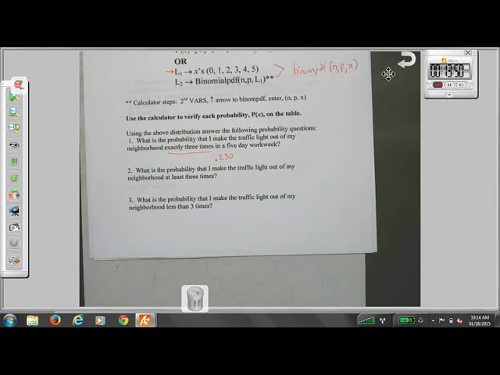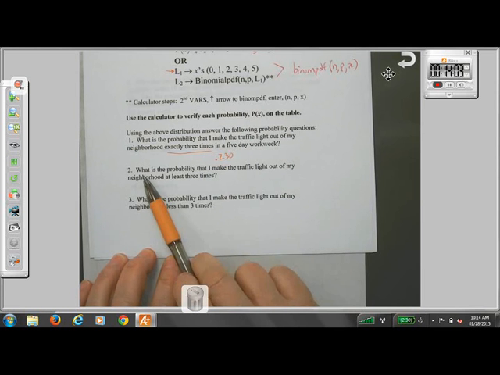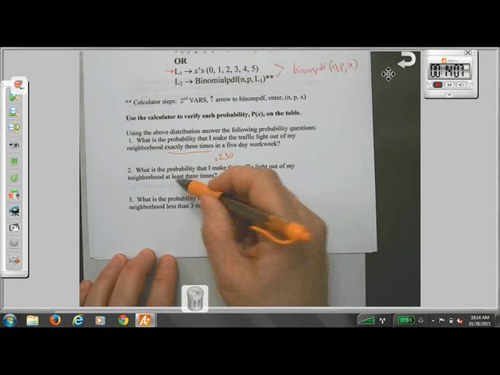So if the table's made and you're just looking at the table, you can just write it down. You don't have to do the calculations after you've done the table. You have all the numbers right there in front of you. So a lot of times making that table, even if I don't ask for it, is useful because you can see everything that's there. All right, what's the probability that I make the traffic light out of my neighborhood at least 3 times? What does at least mean?